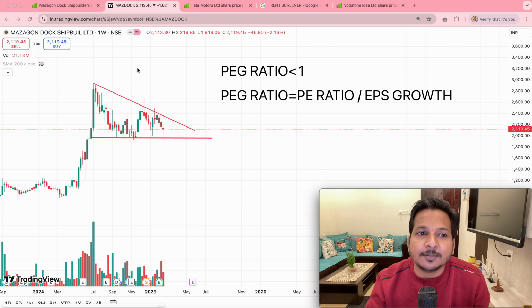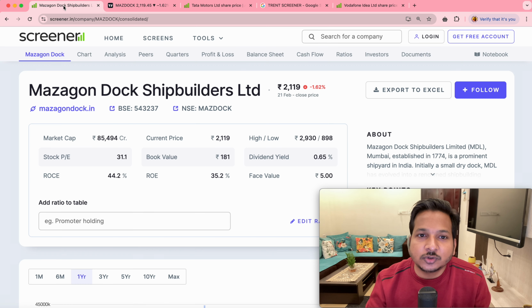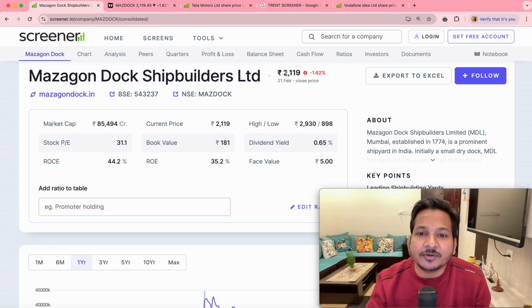I will take the example of Mazagon Dock Limited to show you how you can check your stock's PEG ratio, and then you can decide. Currently it is available at 2119 and it has already fallen from a 52 week high of 2930. So it is almost a 30% discount. But whether that is really a discount, or it can fall more, or it is a time to buy, what I use is the profit growth.